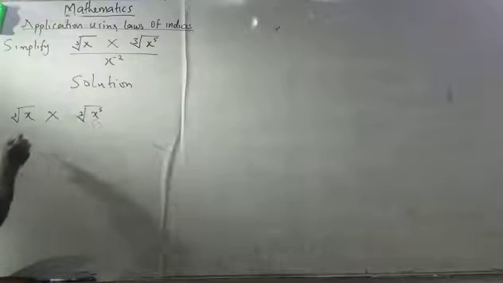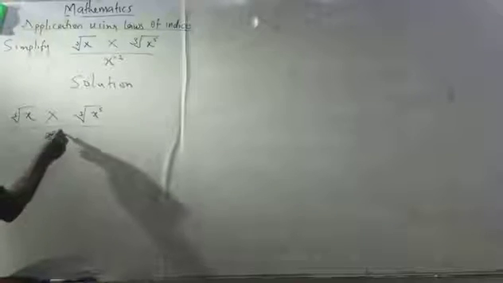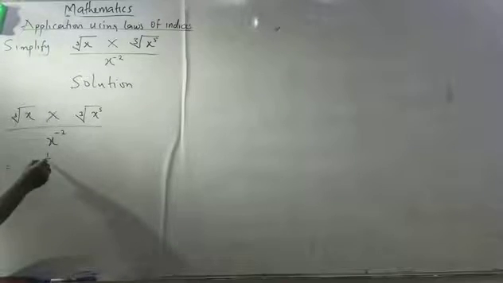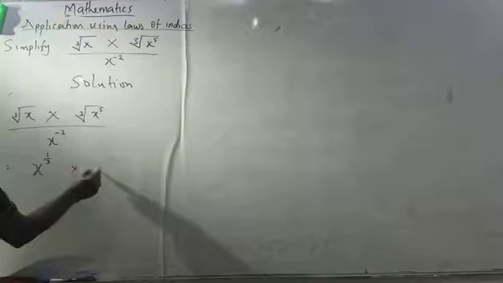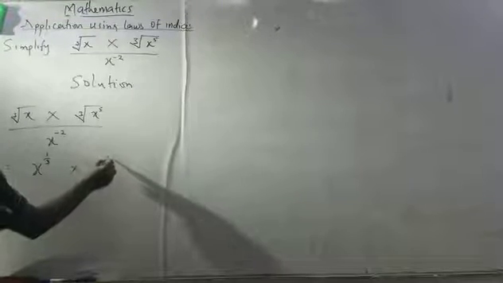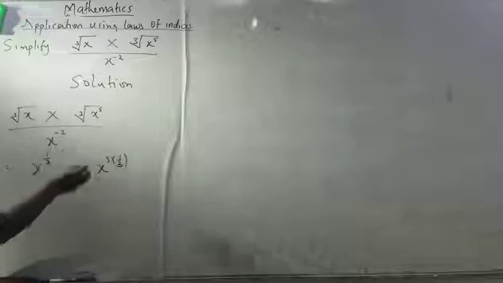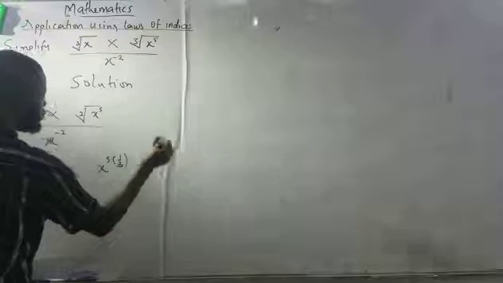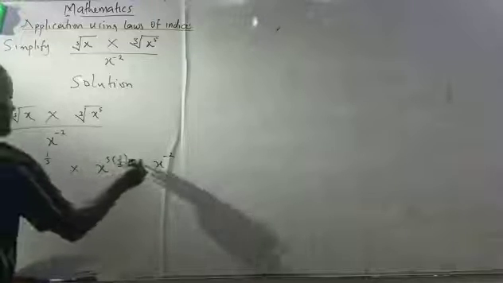5, and x raised to the power minus 2. Now, mind you, this can also be x raised to the power 1 over 3, multiplied by x raised to the power 5 (in bracket, 1 over 3), and divided by x raised to the power minus 2. Divided by, please take note of that.